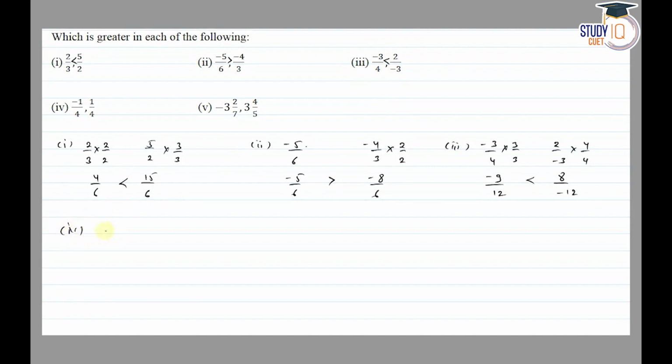Then fourth is minus 1 by 4 and 1 by 4. So this is negative and this is positive. So positive is always greater than negative number. So directly आ जाएगा minus 1 by 4 is less than 1 by 4.